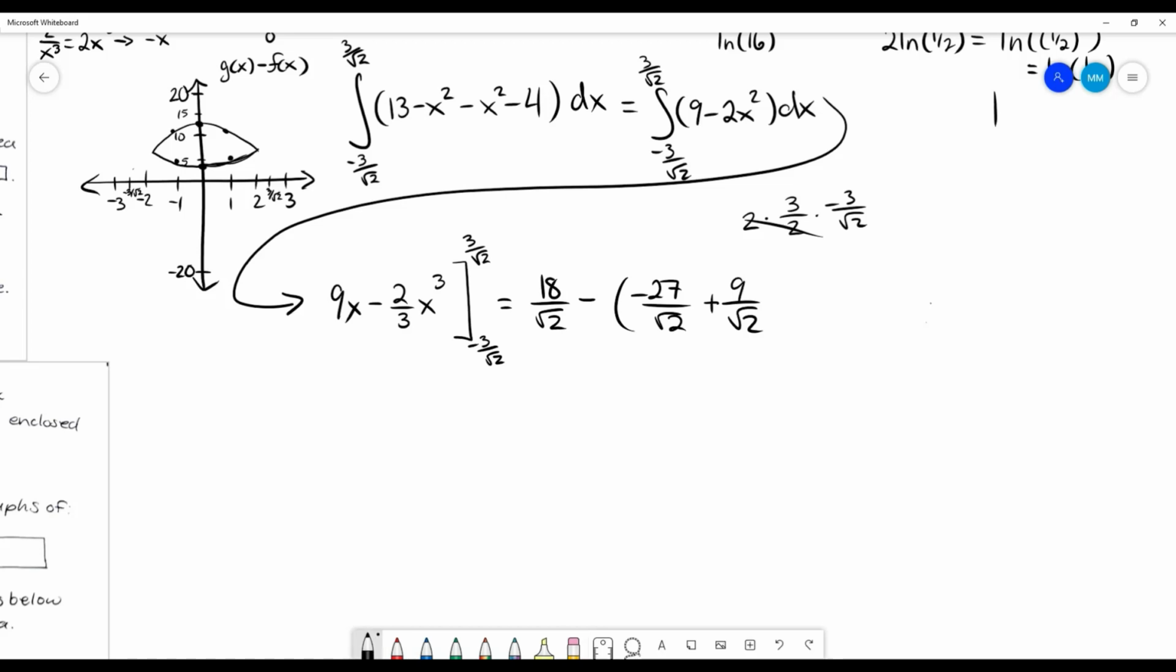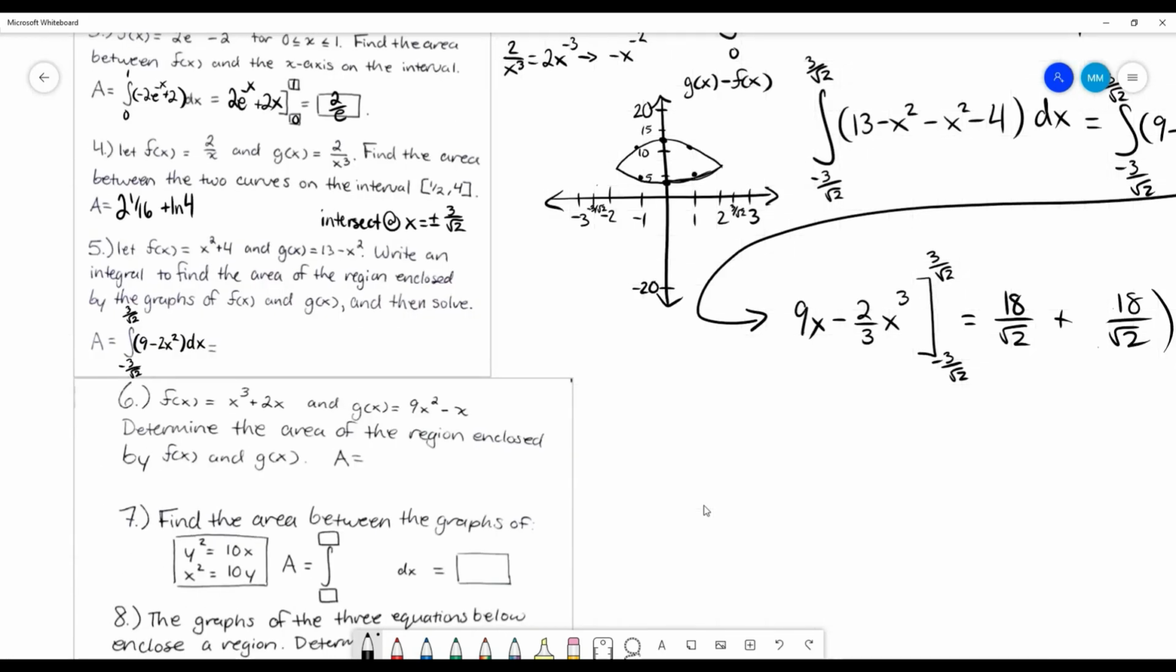So then if I have negative 27 over square root of 2 plus 9 over square root of 2, that's negative 27 plus 9 all over square root of 2, which is just like we did before, except now negative. It's negative 18 over square root of 2. But we are subtracting that, so it's a minus a negative, which is plus, which turns out to be 36 over square root of 2. And we can rationalize that. So it's going to be 36 square root of 2 over 2, or I could write that as 18 square root of 2. And that's our area.